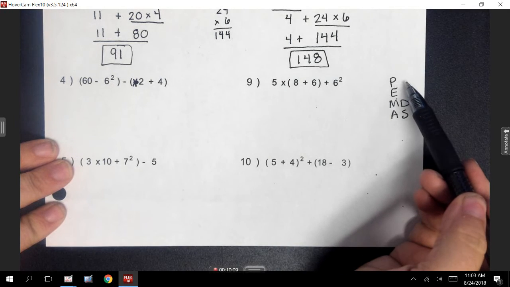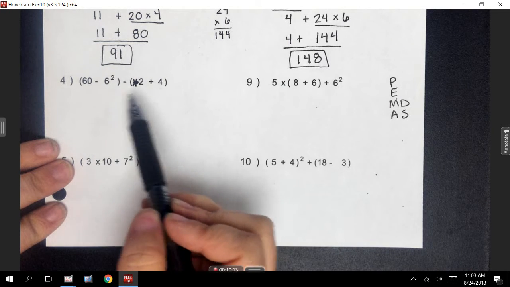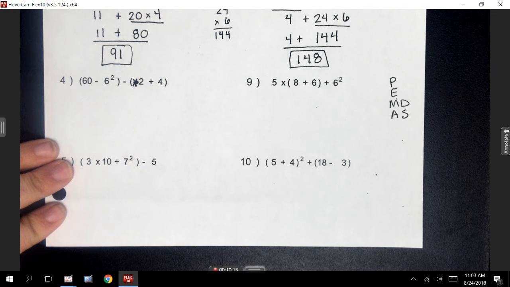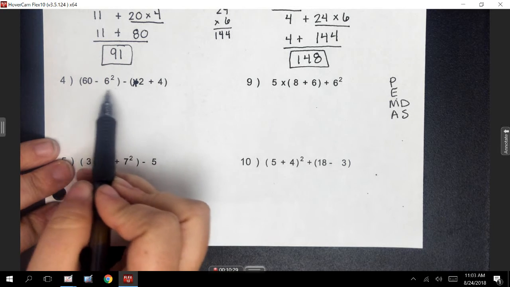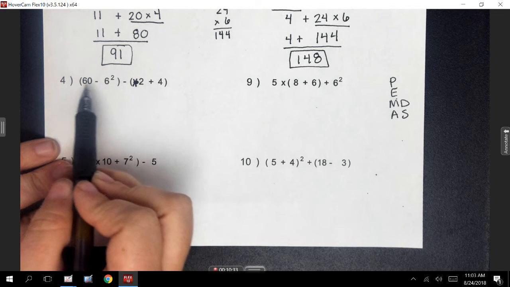Are there any parentheses? Yeah, in fact, we got 2 sets of parentheses. So guys, if I have 2 sets of parentheses, can I do them both at once? Absolutely not. Absolutely cannot do these both at once because we can only do one operation at a time. So logically, we're going to start with the first one. All right, we're not like going to skip around. We're just going to start in that first set of parentheses.